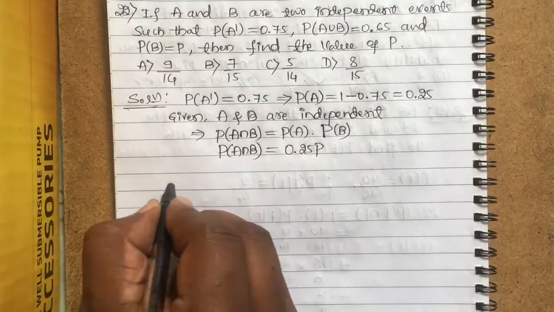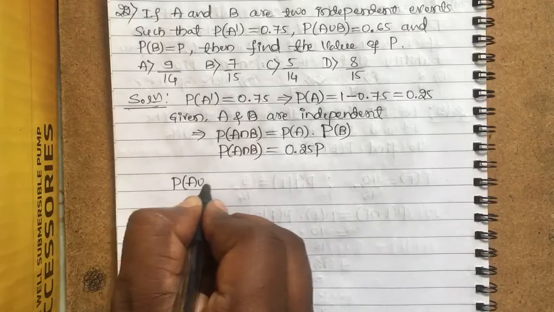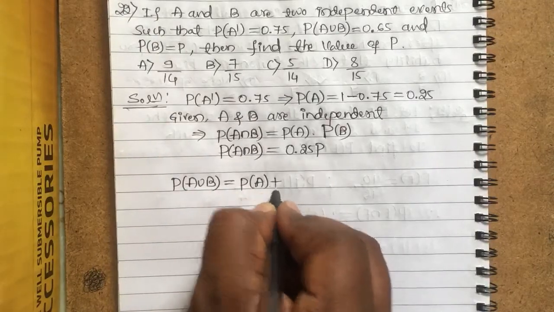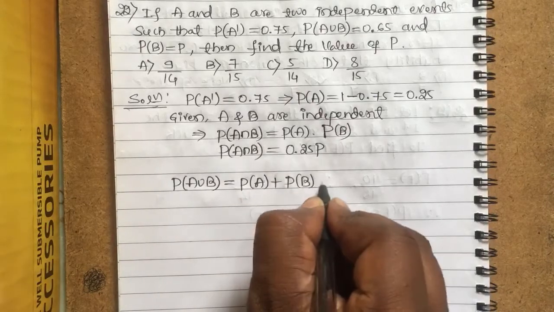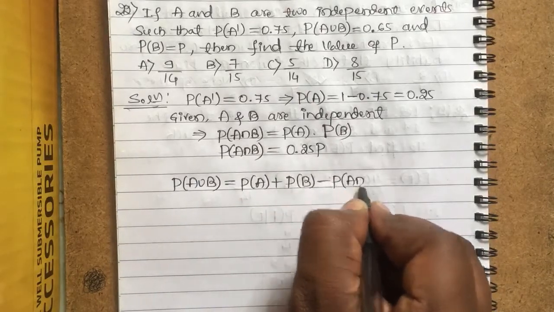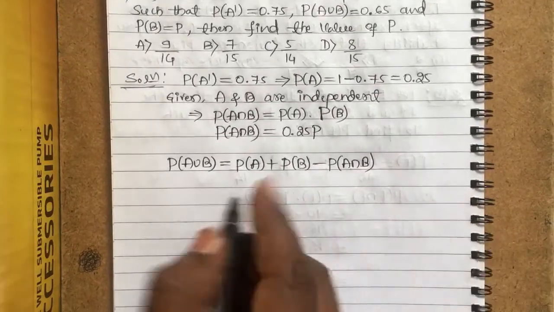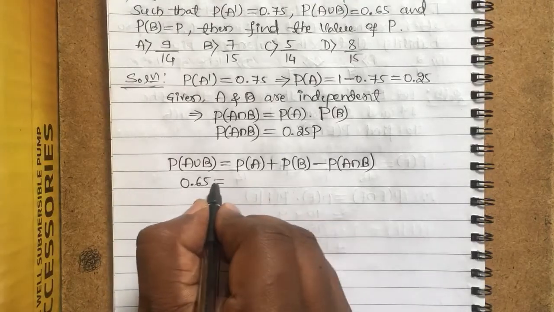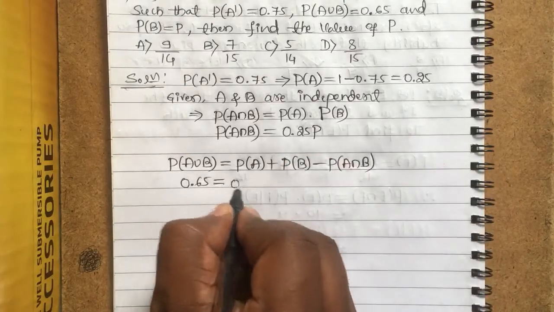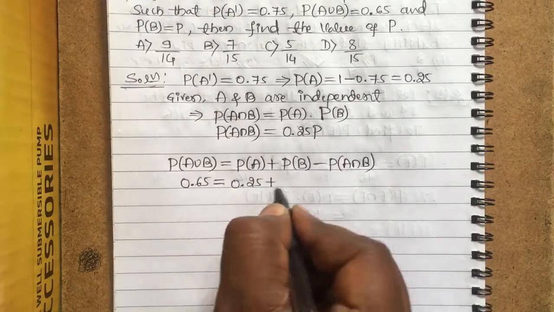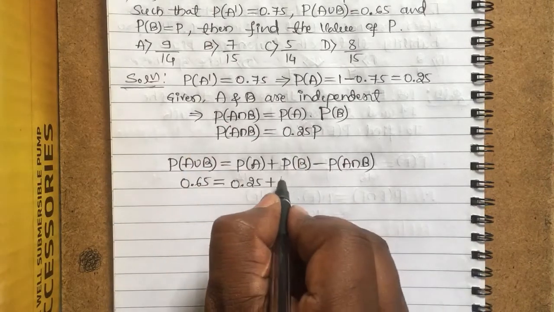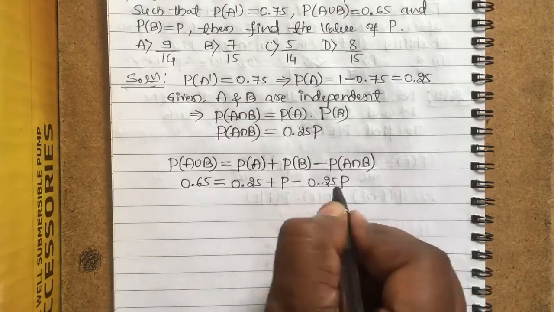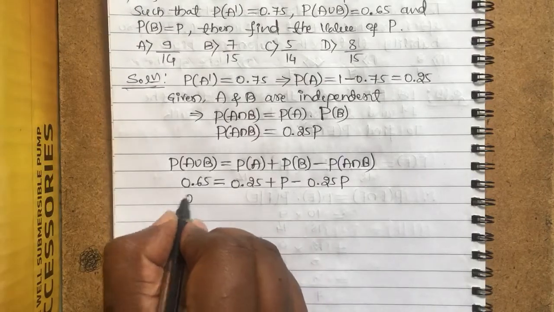Now make use of the formula P of A union B equals P of A plus P of B minus P of A intersection B. So substitute the values now. P of A union B is 0.65, which equals P of A, how much is it? 0.25, plus P of B, it is P, then minus 0.25 P. So now take this term to the LHS.